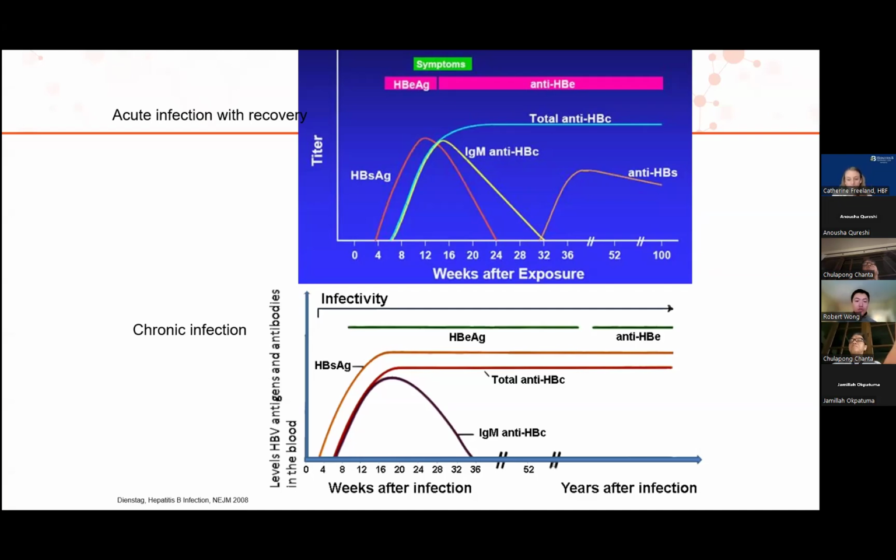That's distinguished from the bottom figure, which shows chronic infection. And the hallmark here is the persistence of surface antigen. You can see the similarity that both of these individuals have core antibody, which makes sense because both have been exposed to the virus. But the key difference here is for chronic infection, you have persistence of surface antigen and lack of surface antibody.